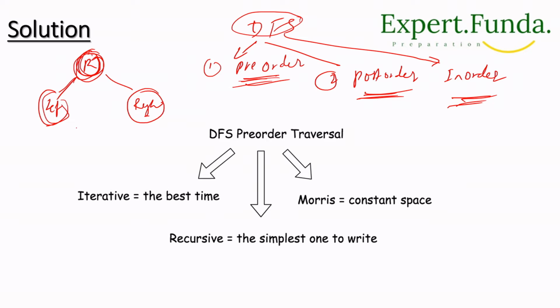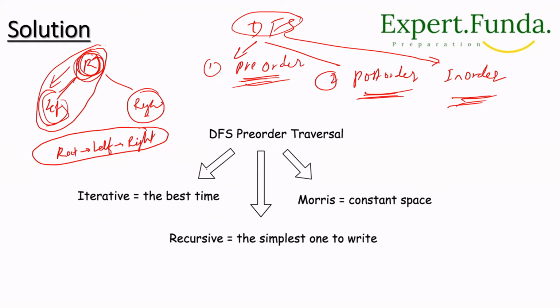So if we are going from root to left and then right, it is called DFS pre-order traversal. To implement it, one has to follow a straightforward strategy, that is root, then left, and then right. This is the strategy you have to follow, correct?